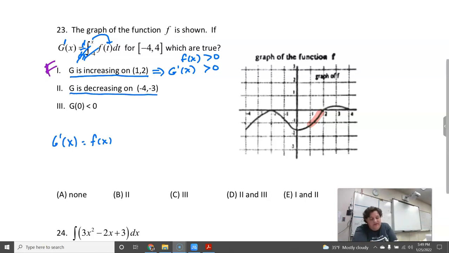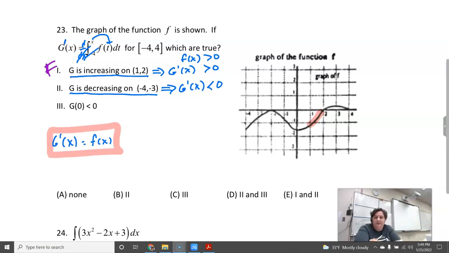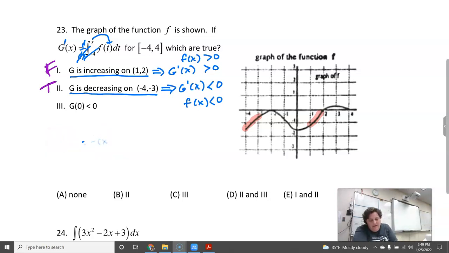G is decreasing on -4, -3. That means G prime, okay, so decreasing means that the derivative is less than 0. And as I got over here, because of the second fundamental theorem, the derivative of G is regular f. So looking here, is f less than 0 from -4 to -3? Hey, sure enough, that is less than 0, so I'm cool. So that is true.